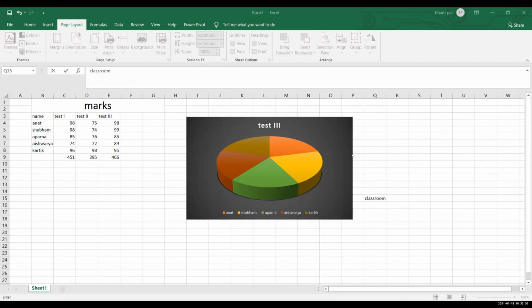Good afternoon to everyone. Today I'm here to present how to create a pie chart in Excel. To create a pie chart, first we have to type some data and we have to select it.